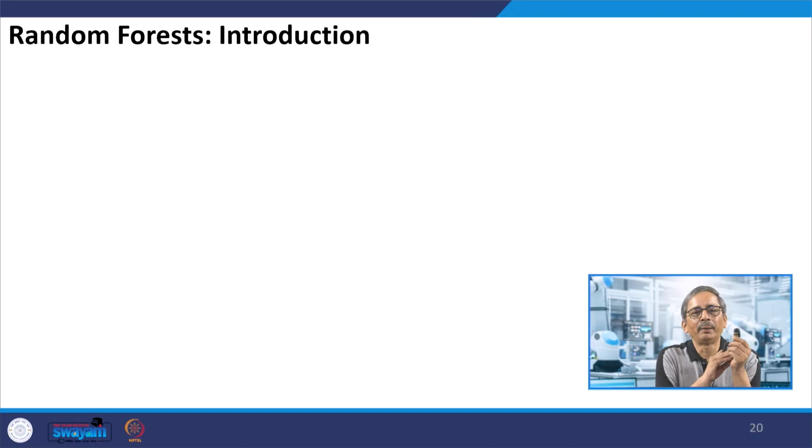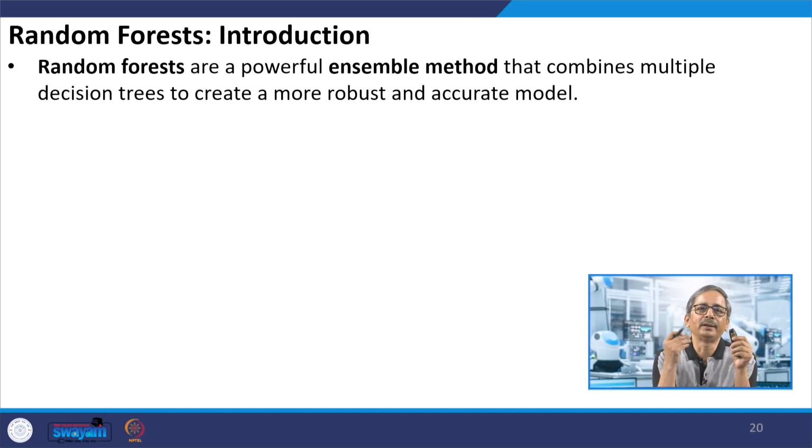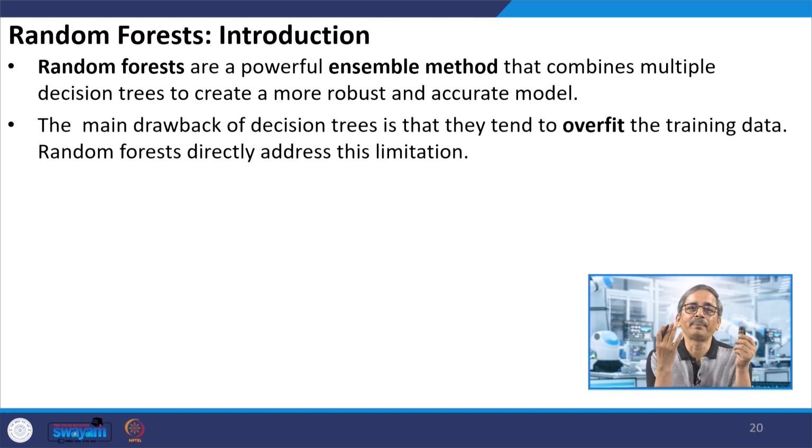Okay, so people tried to work on the limitations of decision trees, and they came up with an algorithm which is called the random forest. Random forests are a powerful ensemble method that combines multiple decision trees in order to create a more robust and accurate model. So, what was the major drawback of the decision tree? We saw that it overfits the training data. That was one of the major problems, and random forest directly addresses this limitation.